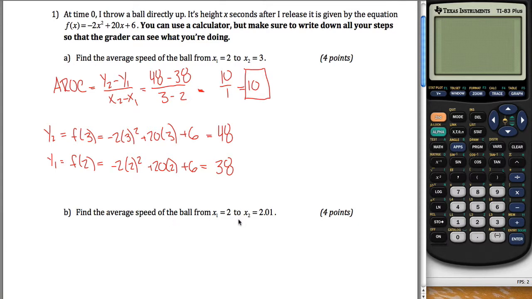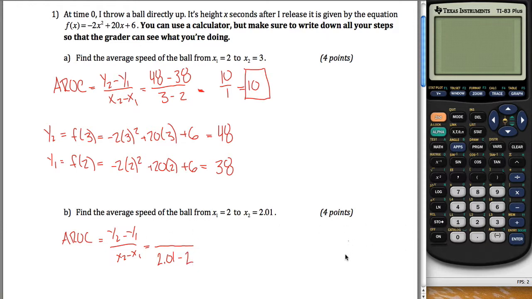Find the average speed of the ball from 2 to 2.01. All right, this is a little bit overkill. It's the exact same as the last one. I guess I shouldn't say anything changes if I said it's the exact same. It's not the exact same, it's very similar. Here my two x coordinates were 2 and 3. Here they're 2 and 2.01. So x2 is 2.01, x1 is 2.